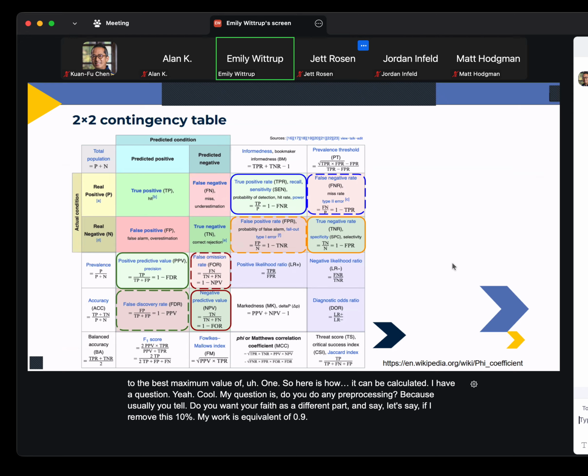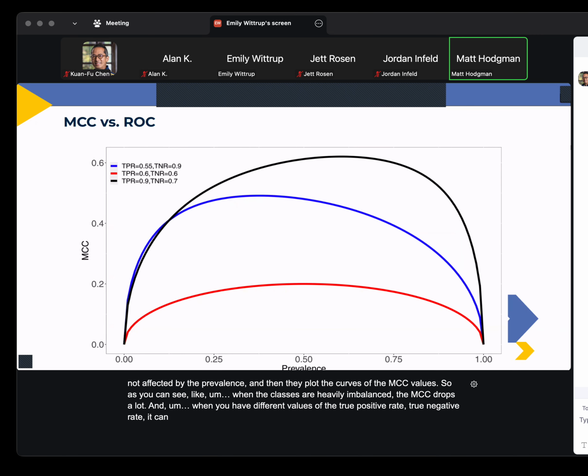And they just pick 3 different pairs of true positive rate and true negative rate values, because those are not affected by the prevalence. And then they plot the curves of the MCC values. So as you can see, when the classes are heavily imbalanced, the MCC drops a lot. And when you have different values of the true positive rate and true negative rate, it can skew this curve a little bit. So just trying to give you a little information about that relationship before we go and talk more about ROC. Next slide.